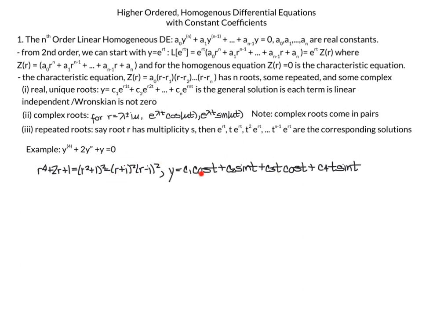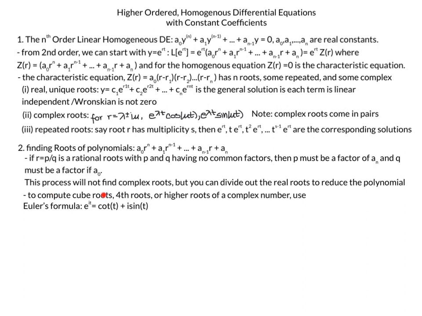That will give us c1 cosine t plus c2 sine t, and because it's squared, so we have repeated roots, we need to multiply one of our solutions by t. So that'll give us c3 t cosine t plus c4 t sine of t, and those are our 4 solutions corresponding to our 4 roots. Our next example will cover this point.